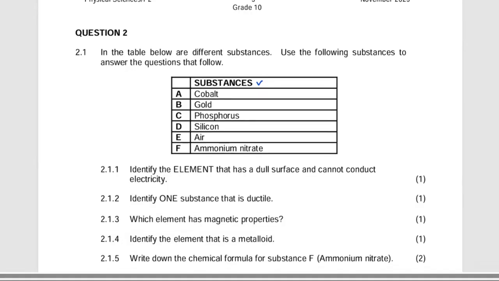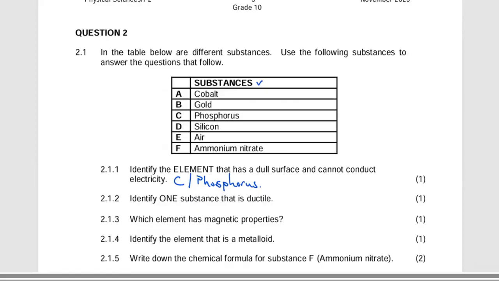According to 2.1.1, identify the element that has a dull surface and cannot conduct electricity. So it's dull, and it also cannot conduct electricity. Our option for this one is going to be phosphorus, which is option C. I can just say element C, or I can be specific in terms of which element it is. So this is our phosphorus, right?